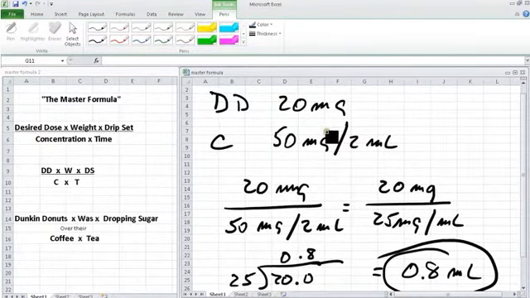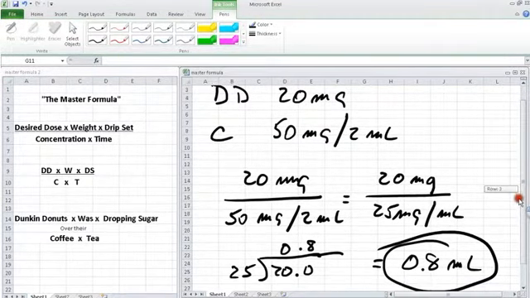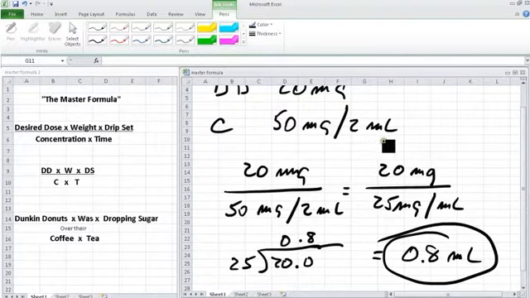For example, here 20 milligrams is a little less than half of the total amount that's in the bottle. So our final answer, you would hope, is a little less than half of what's in the entire bottle, the final liters that you want to give. So 0.8 is a little less than half of 2 milliliters, so this answer makes sense.